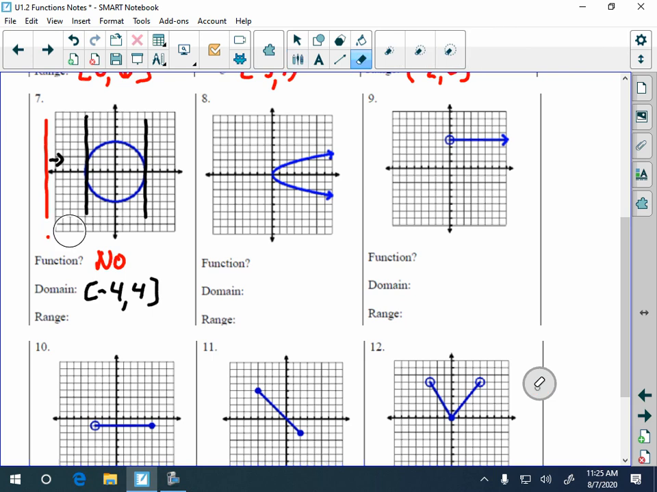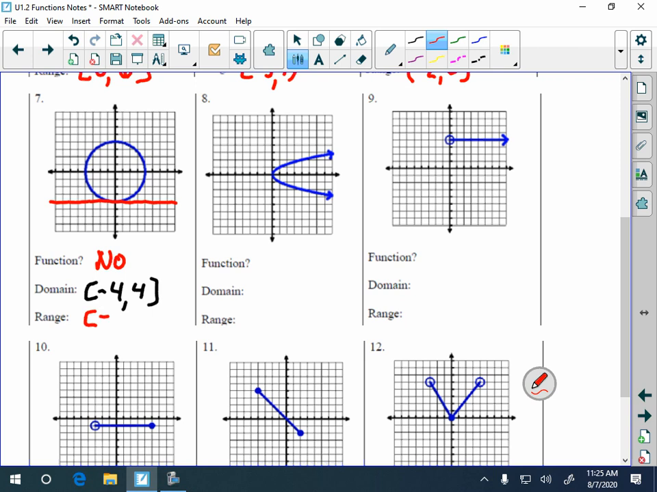And then when we do our horizontal lines to find the range, it's first going to hit down here. It's the lowest. That's 1, 2, 3, 4, negative 4. And then we'll slide it up, and positive 4 is going to be the highest.